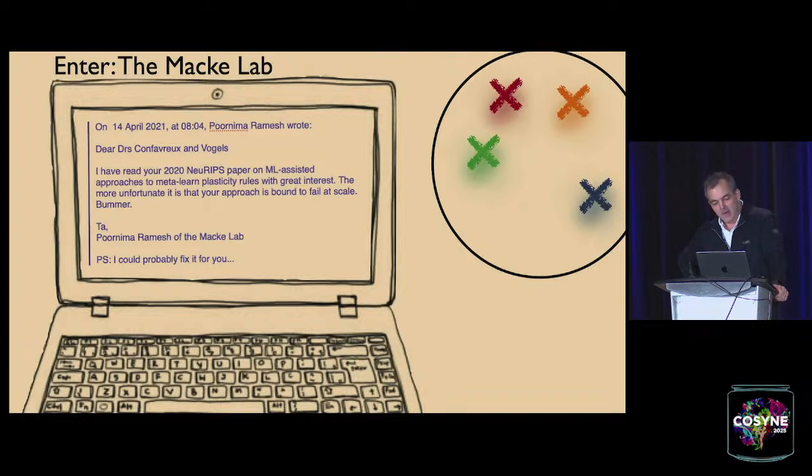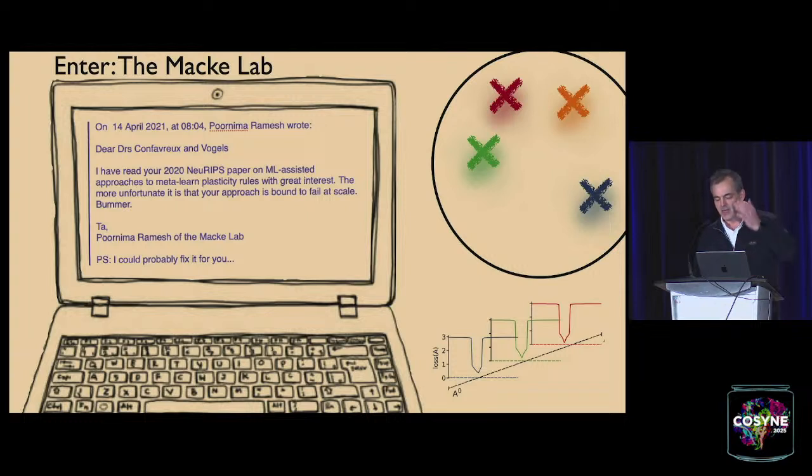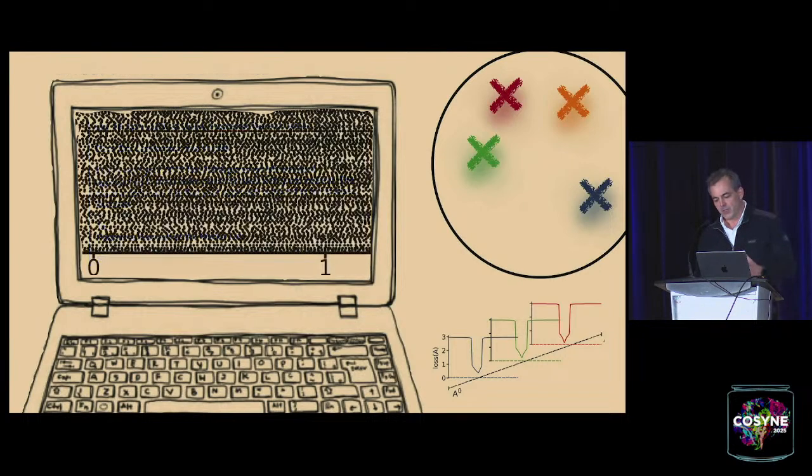Bummer. Ta Purnima. So this is my memory of it. Purnima argues that she wasn't quite this impolite, but it was the gist of it. We sort of knew this already because we had looked at the landscape of the loss function, and we knew that it was quite tricky to navigate, and we also found that the rule solutions that we saw were quite degenerate. So there are quite a few solutions out there that were doing the same thing.